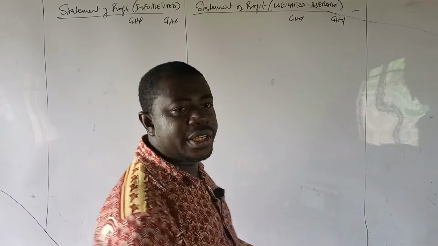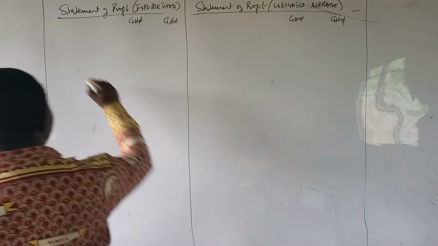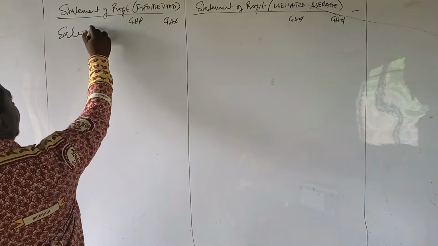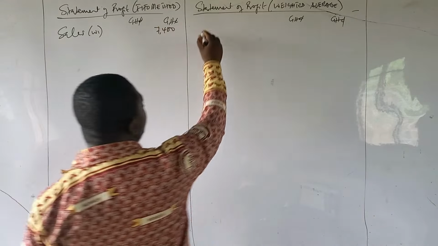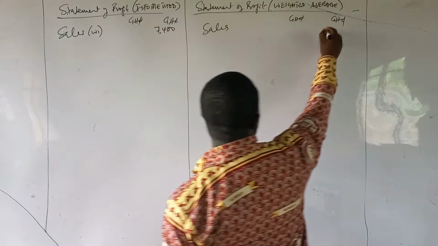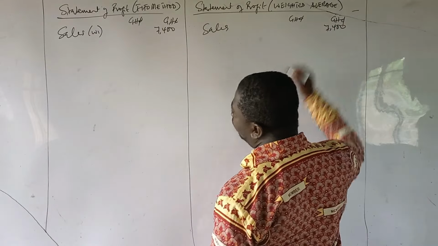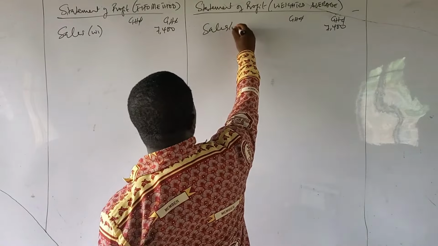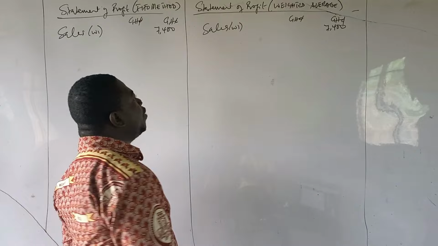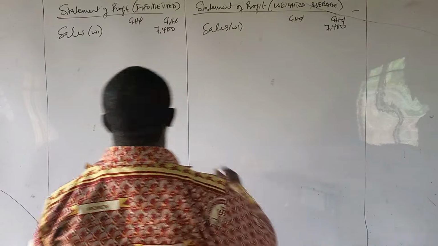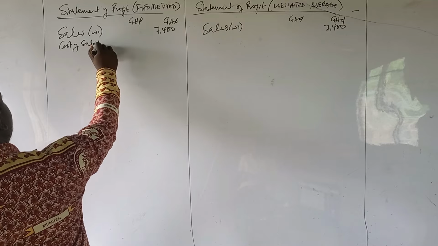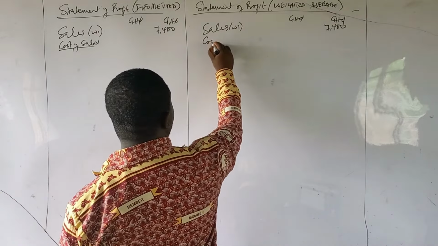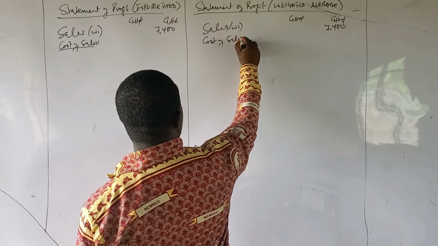So let me begin with sales. So we have sales from our workings, Working 1, to be 7,400. It will be the same for the weighted average, 7,400 from working 1. And then we can take out our cost of sales.